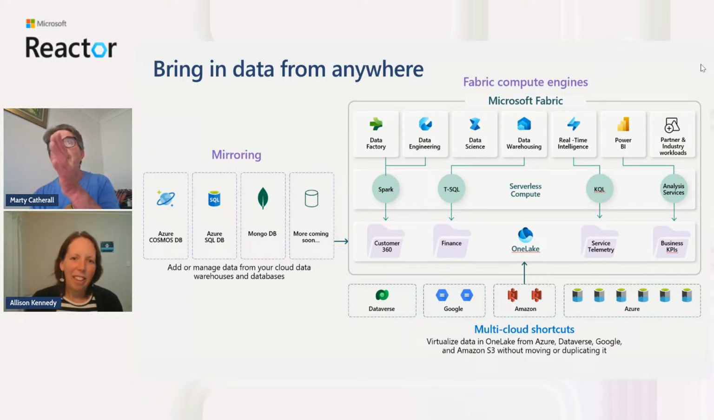So yeah, that's right, Alison. I guess you can see on this slide the whole picture really. And over to the left, you've got, we're going to call it mirroring, but you can ingest data in a lot of different ways. And they've called them the Fabric compute engines. I referred to them as experiences.